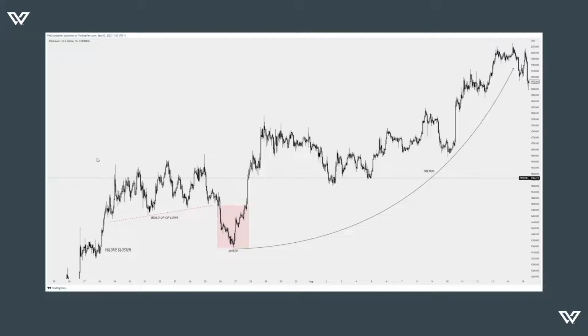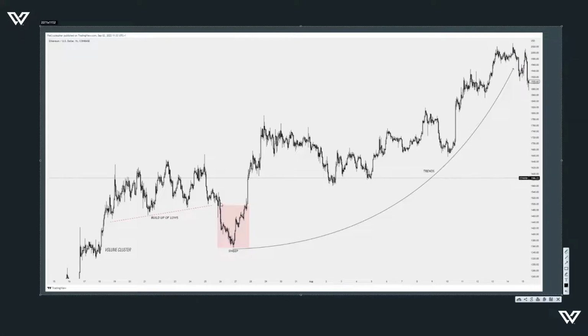So here's an example of Ethereum, H1 chart. We have a volume cluster here. This was actually a H4 order block. You have the build up of lows. Price comes and it sweeps, reclaims this low. We see this nice almost deviation, reclaims this low, and then we start to trend. At no point does price want to come back down to retest this area. Whereas if we had done something like this, most likely price would have come back down, taken these lows, and then started to trend.